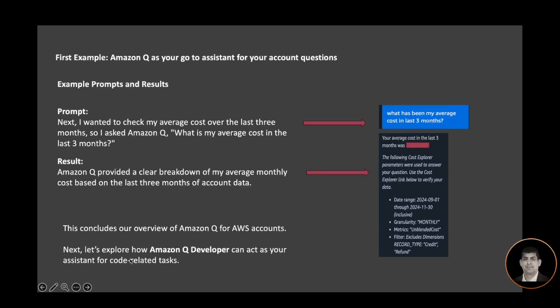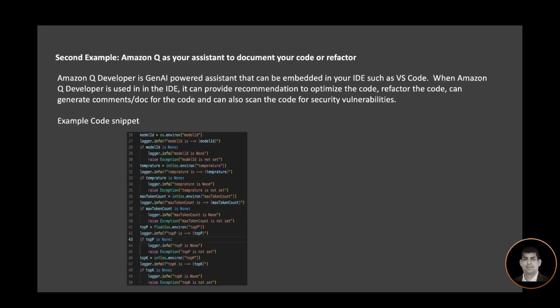Next, I want to show you how Amazon Q Developer can act as your assistant for code related tasks. So let's look at what Amazon Q Developer is. This is another variant of Amazon Q. It's named Amazon Q Developer.